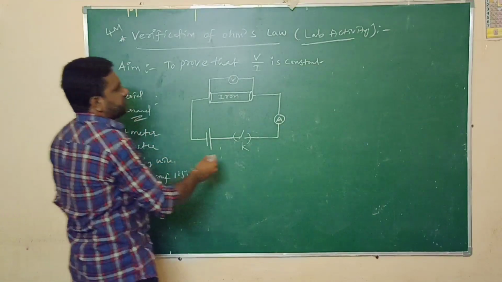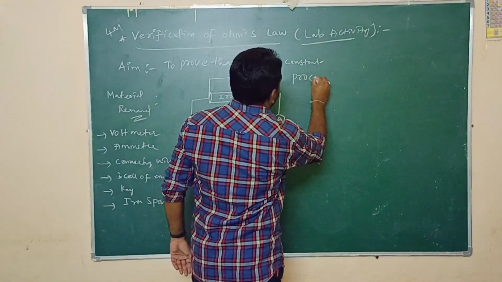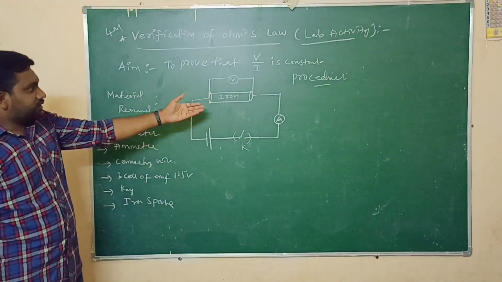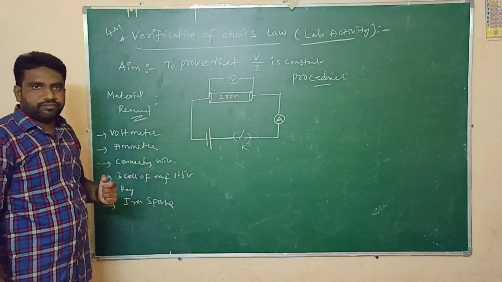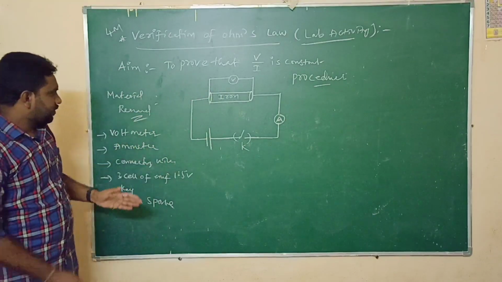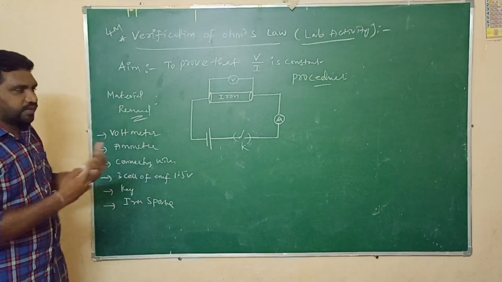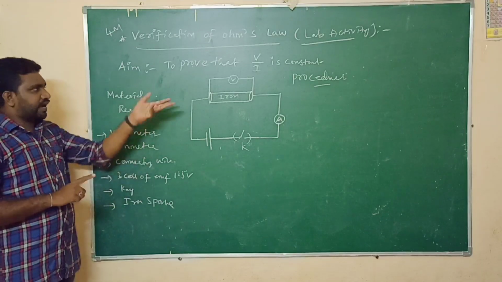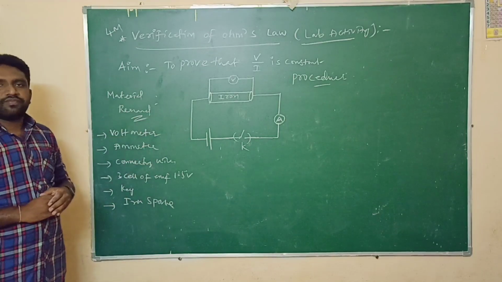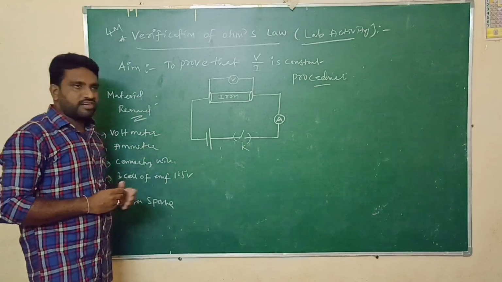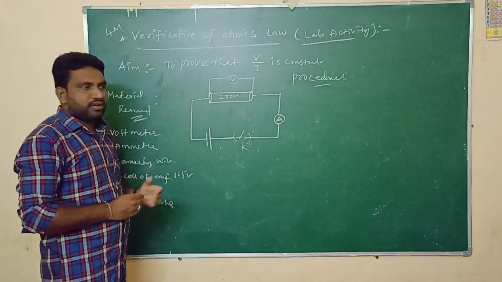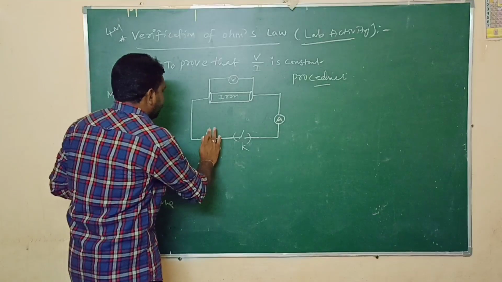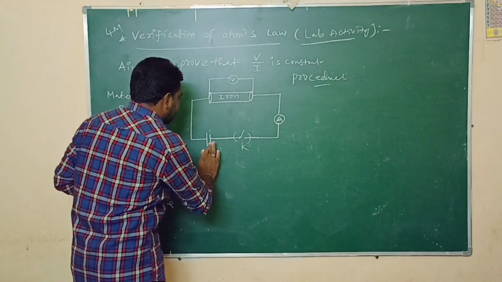Next we will consider the procedure. The third step is nothing but the procedure. In the procedure we have to draw this circuit diagram. In the procedure, first we should take all the components like voltmeter, ammeter, connecting wires, iron spoke, key and cells. We should connect all these electric components as shown in the circuit diagram. Before connecting the circuit, we should follow some rules. That is very, very important.